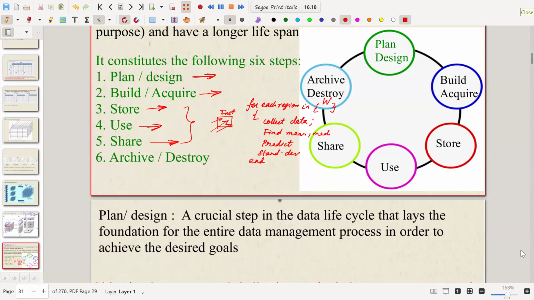Sometimes you have to destroy data. Sometimes you have to destroy data. Any examples of when you have to destroy data?